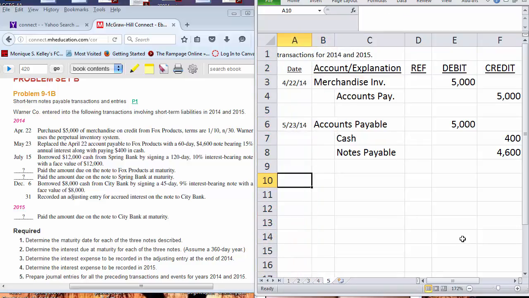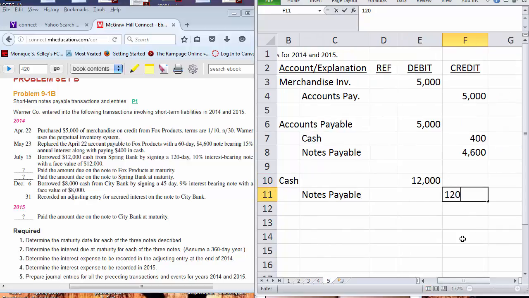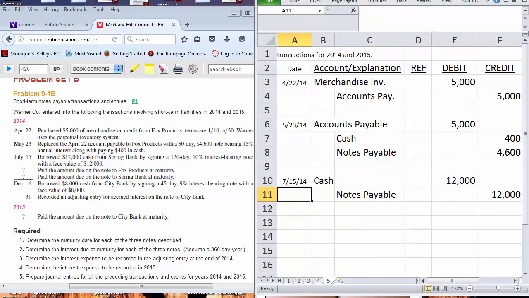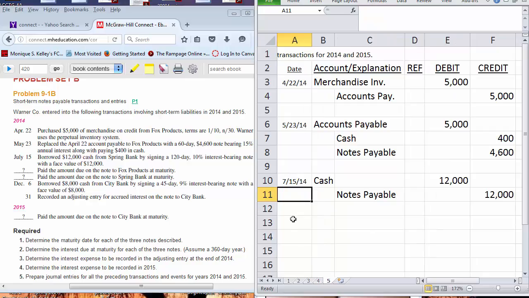Okay, and then we have July 15th, 2014, and we borrowed some more money. So we're going to have cash this time, and this will be a notes payable for the principal. And that was 12 grand. 12,000 here, debit, 12,000 credit. I'll make you a little bit smaller. And then skip a space, and that magic date, July 22nd, the date that the first note matures from Fox.